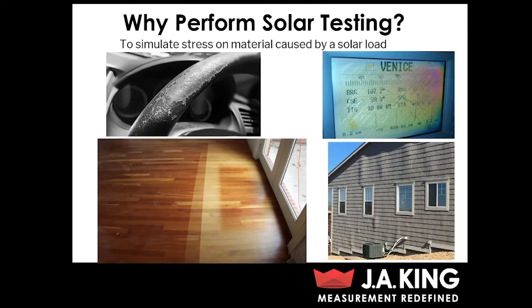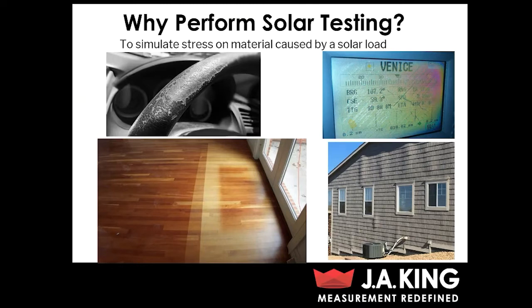You can see I've included some examples here of damage that we see caused by solar loads. Up in the top left-hand corner, you can see a steering wheel that's obviously gone through some cracking and embrittlement caused by the sun. Another thing that we see quite often is color fade. If you look in the bottom left corner, you can see a good example of sun that's come through the window and caused some color fade on those hardwood floors.